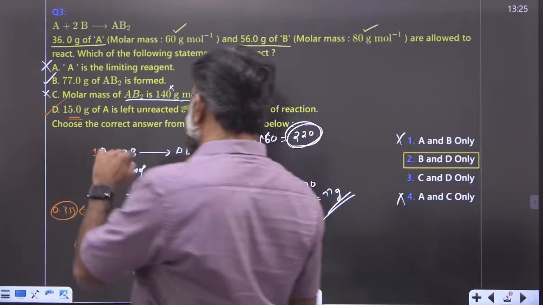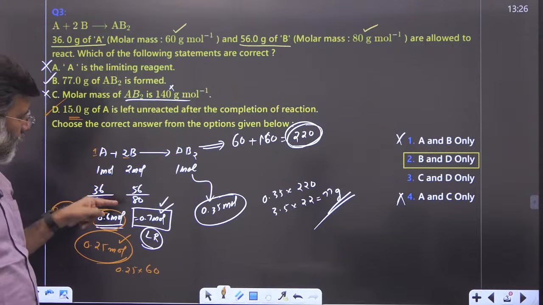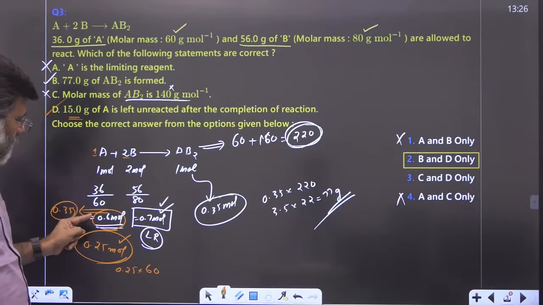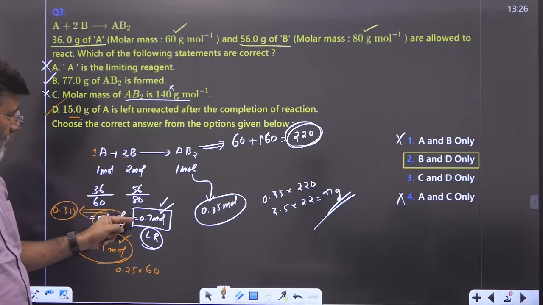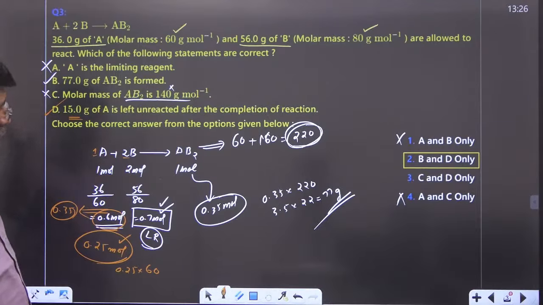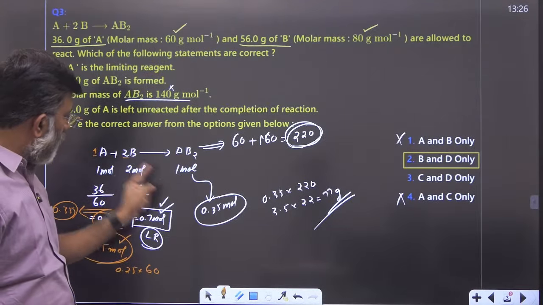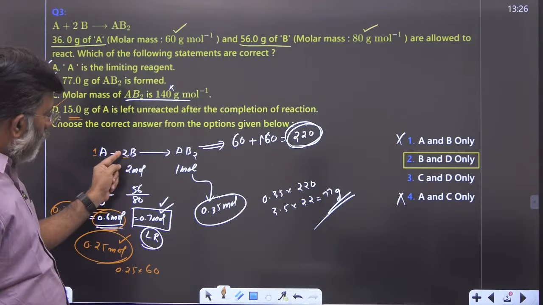Once again, A taken is 36 by 60, 0.6 mole. B taken is 56 by 80, 0.7 mole. 0.6 mole requires 1.2 mole here, 1:2 ratio. But taken is only 0.7. So this is the limiting reactant, first choice cut. Now AB2 formed will be half of what it reacts. B react ചെയ്യുന്നത് 2 ആണ്. I mean 2 ആണെങ്കിൽ ഇവിടെ 1 കിട്ടും.